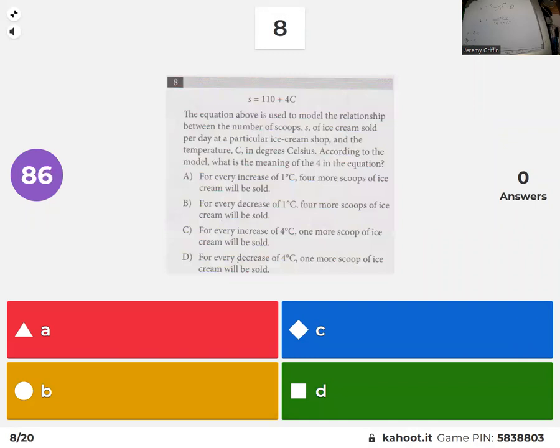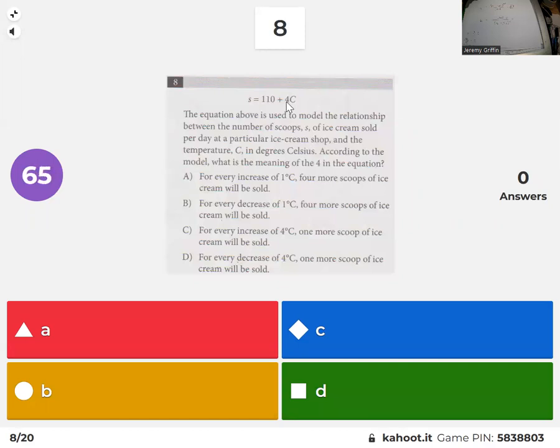S equals 110 plus 4c, that equation is used to model the relationship between the number of scoops of ice cream S that will be sold on a particular day and the temperature in degrees Celsius. I'm just going to walk you guys through this one. According to the model, what is the meaning of 4 in that equation?